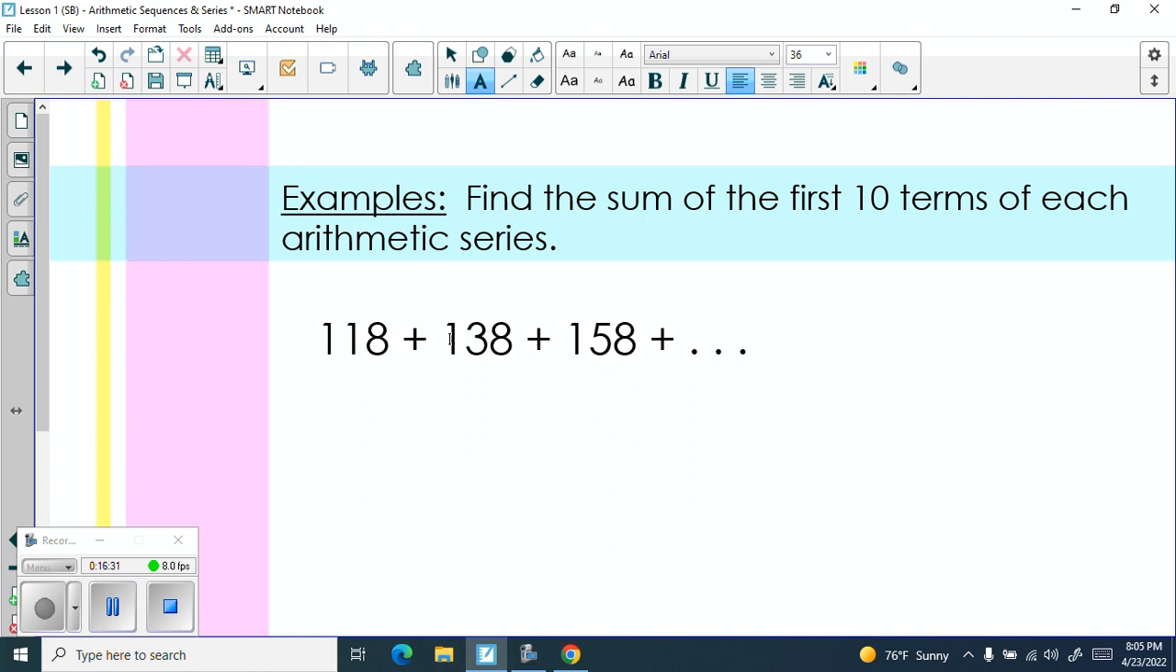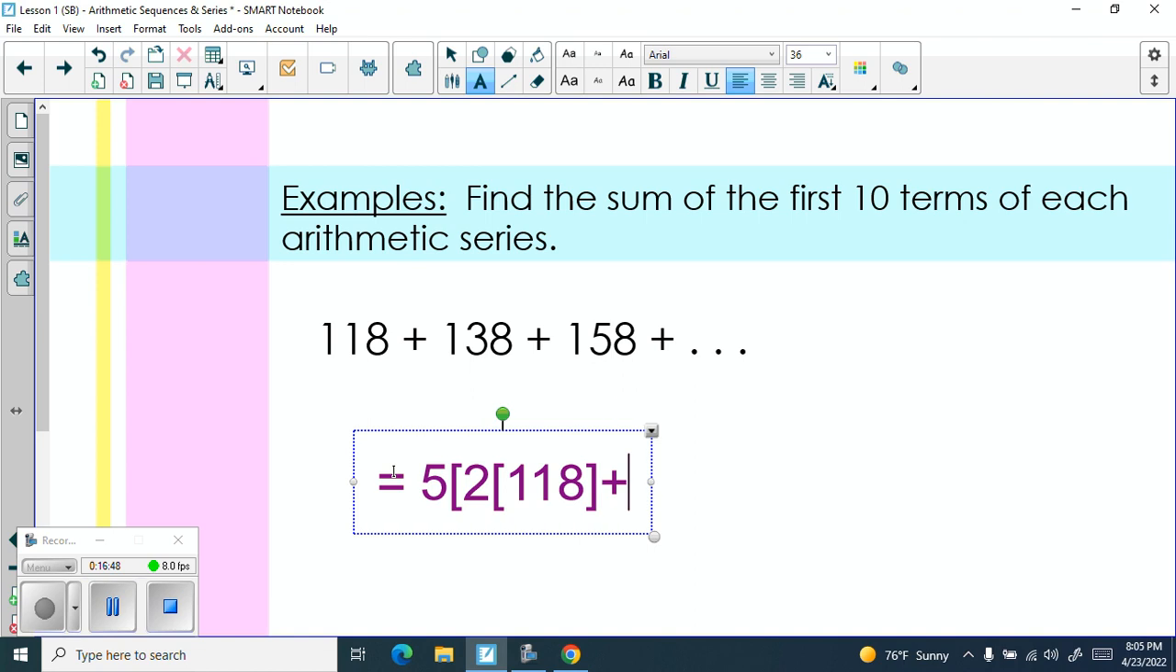Okay, my next one, it looks like I'm adding 20 each time. Again, feel free to pause and try one on your own. So we're doing the first 10 terms, so we're going to start with 10 divided by 2, which is 5. 2 times our first term, 118. And then we're going to add on n minus 1, so that's 9. And then we're going to multiply by 20. So there is our problem.